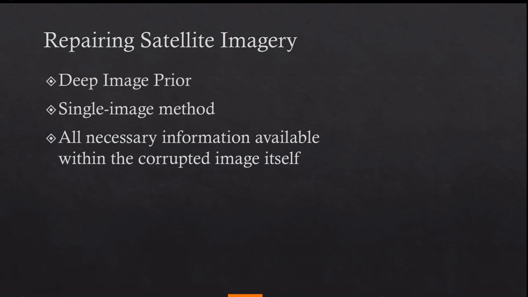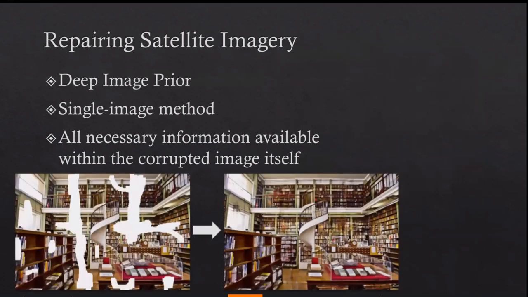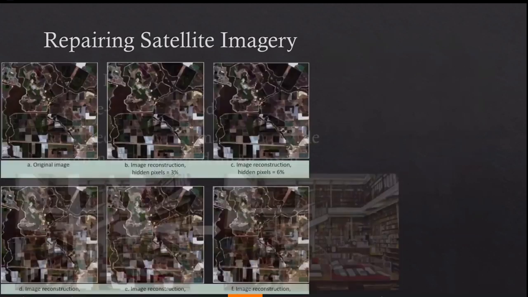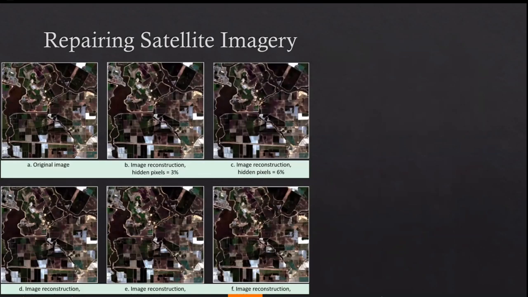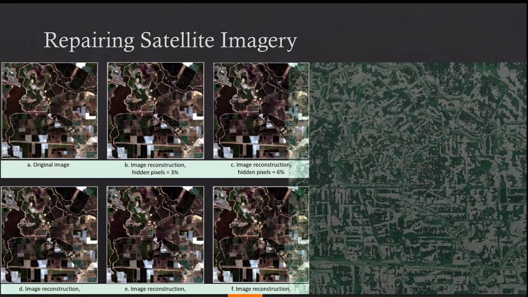So we are using some artificial intelligence methods called deep image prior. Ivan Oseledets spoke about deep prior earlier, which was developed for photo restoration, and we apply it to satellite imagery. So we try to repair images using such kinds of techniques.